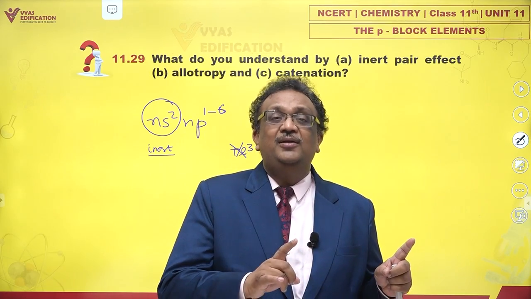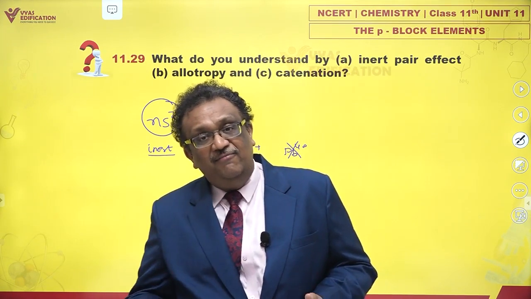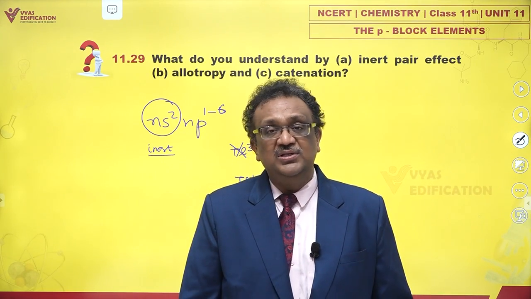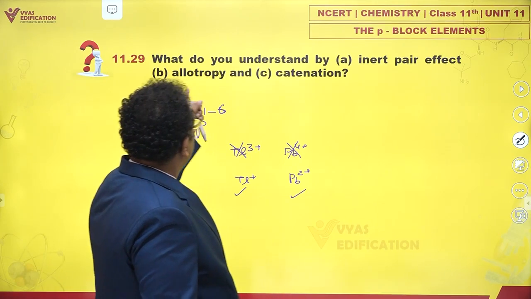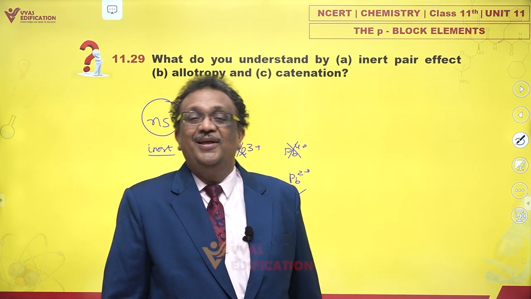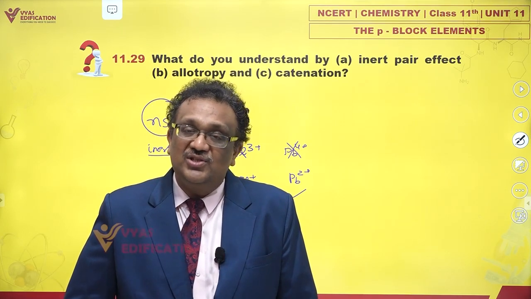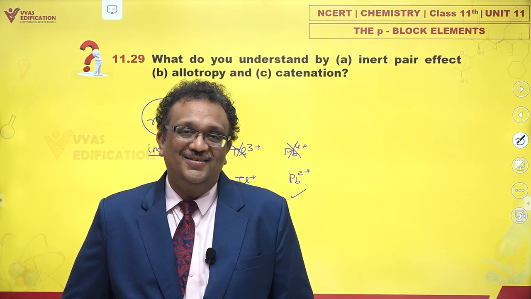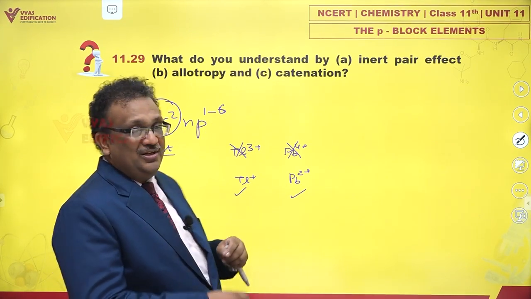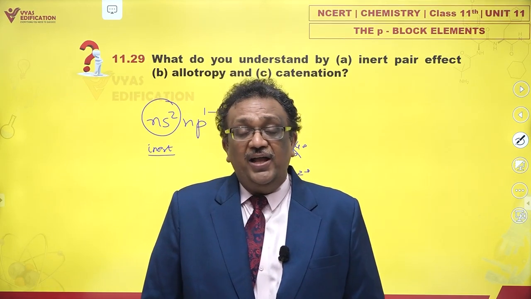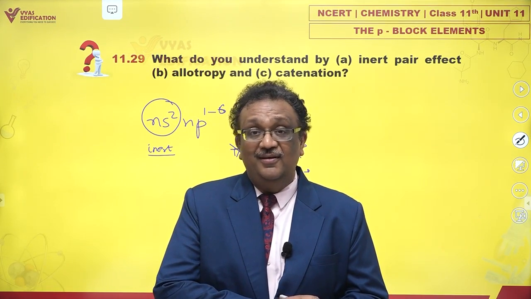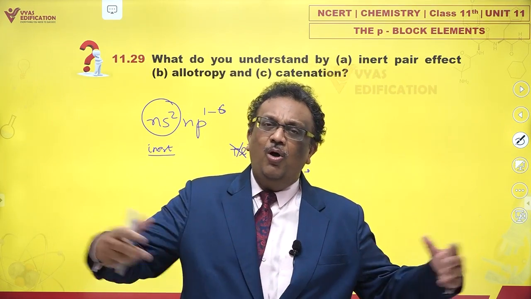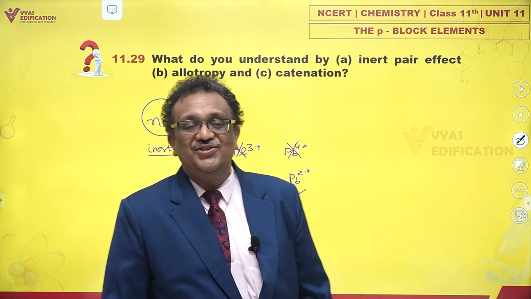So if the same element can be present in more than one form such that chemical composition is same, but physical and chemical properties are different, then that substance is said to show allotropy. Examples being rhombic and monoclinic sulfur. A second example, a very famous example, is diamond and graphite. Catenation. The tendency of direct bonding between atoms of same element to form long chains is said to be catenation.